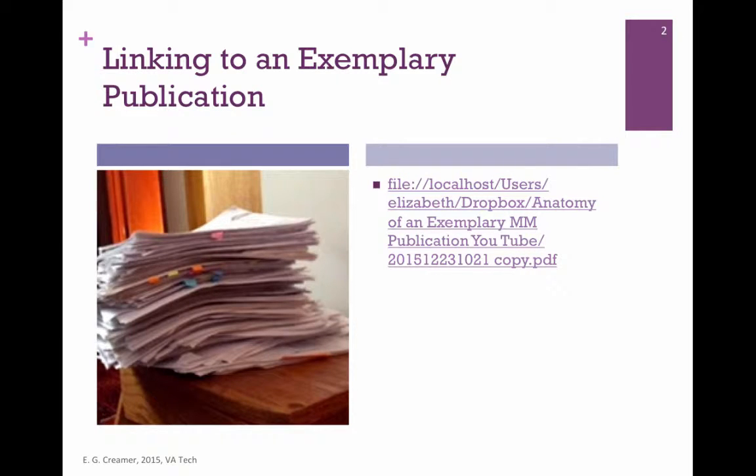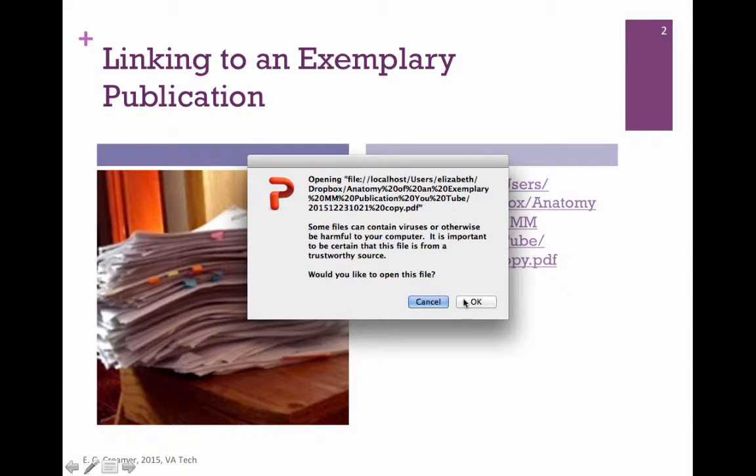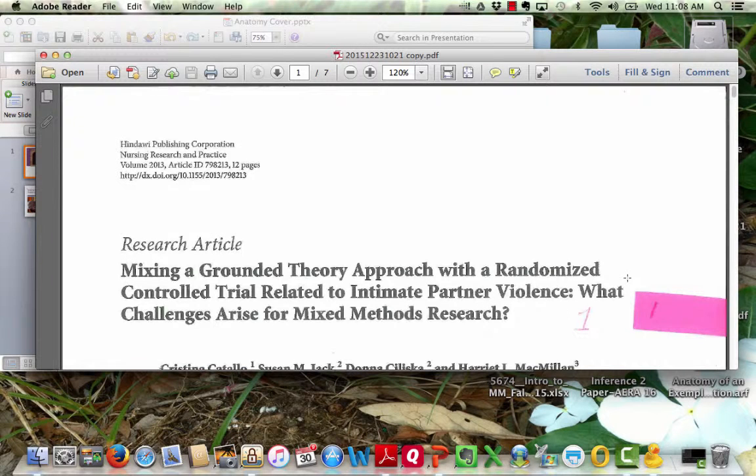You can see from the stack on the left that one of the points I'm trying to make is that it's really kind of difficult to find a publication that is exemplary throughout it. It's not so hard to find ones that are good research or examples of good use of mixed methods, but to find one that really emphasizes transparency or methodological reflexivity throughout the research publication is a little bit more difficult to find. I've chosen a publication from one of those that I have used in my book by Catello and her colleagues.